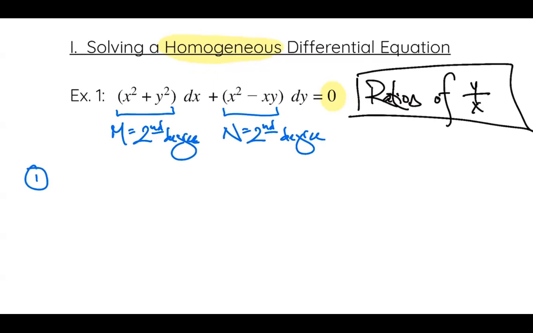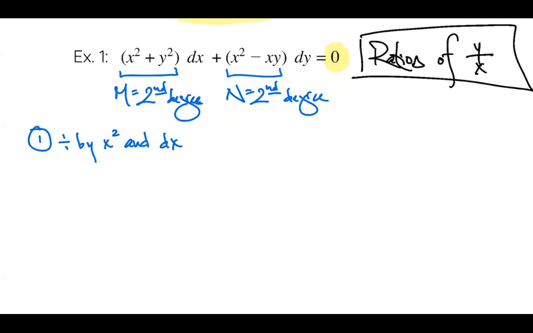So in our first step here, we're going to go ahead and divide this differential equation by x squared, and we're also going to divide by dx. We divide by x squared and dx in every single thing, and let's see what we get. When I divide, this term is going to go to 1, and this term is going to become y squared over x squared. As soon as I've said y squared over x squared, maybe we can start to see these ratios of y over x. So I get 1 plus, and I'm going to write this as y over x squared.